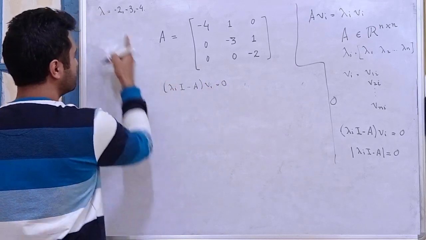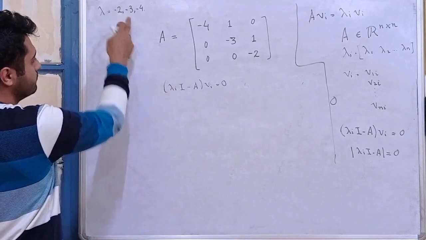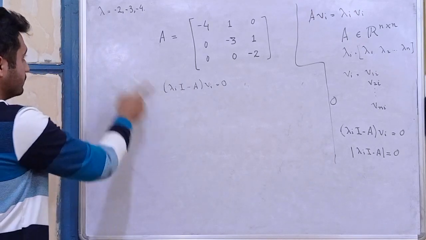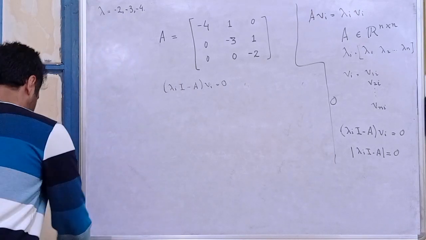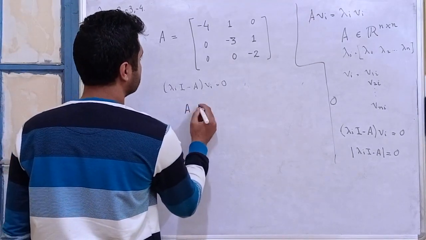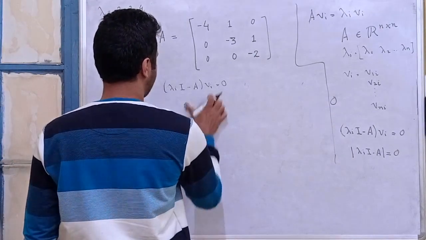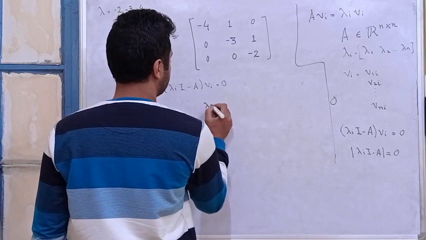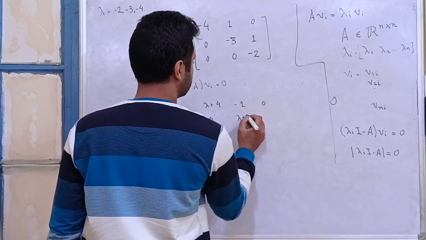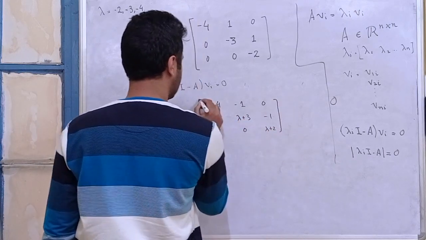So you can first substitute the first eigenvalue. For i equal to 1, the first eigenvalue, then we'll substitute the second. First of all we go to the first. For i equal to 1, lambda is equal to -2. I'll type the equation again. You had lambda plus 4, minus 1, 0; 0, lambda plus 3, minus 1; 0, 0, lambda plus 2. This was your lambda I minus A equation.